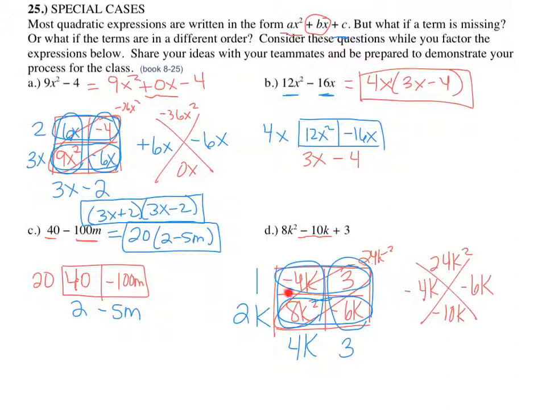So now I just have to deal with the signs because I have negatives here and here. So I need to fill in negatives here and here. So that 4k times 2k is 8k squared. 4k times negative 1 is negative 4k. Negative 3 times 2k is negative 6k. And negative 3 times negative 1 gives you positive 3. So this factors into 4k minus 3 times 2k minus 1.